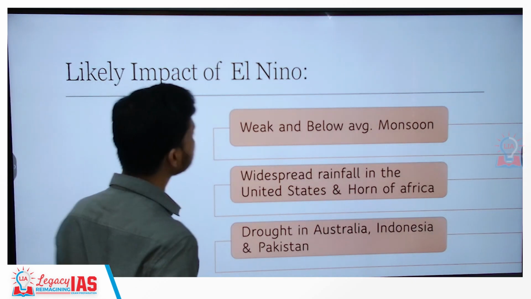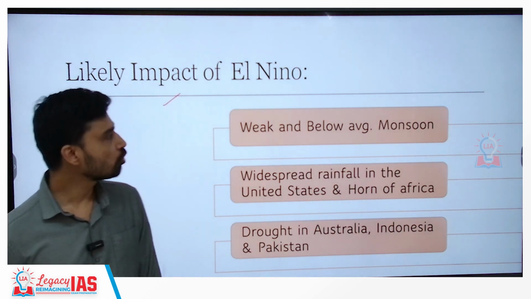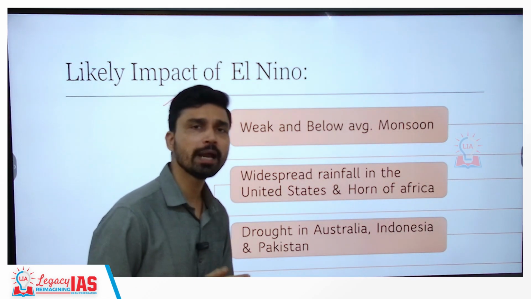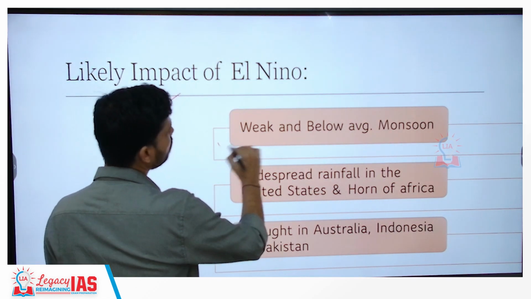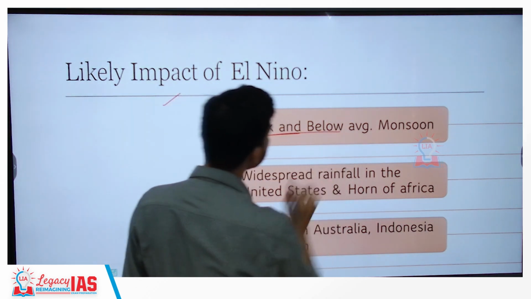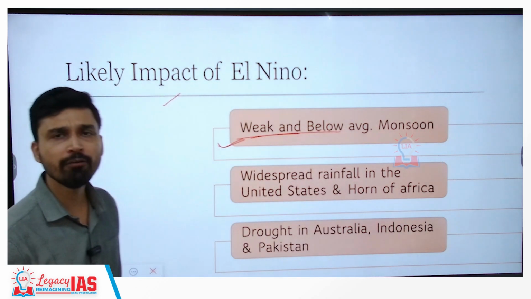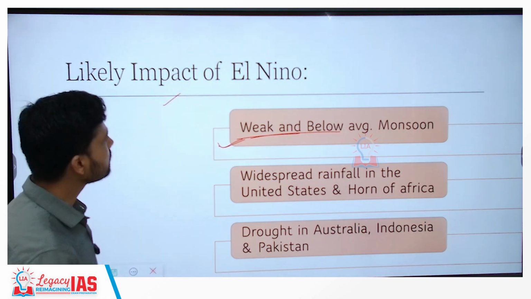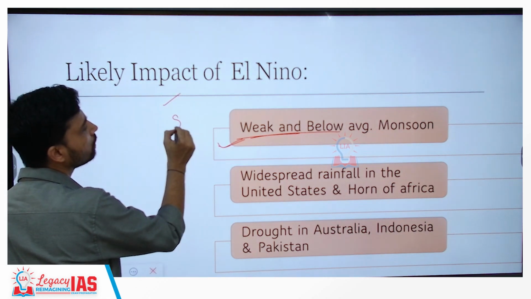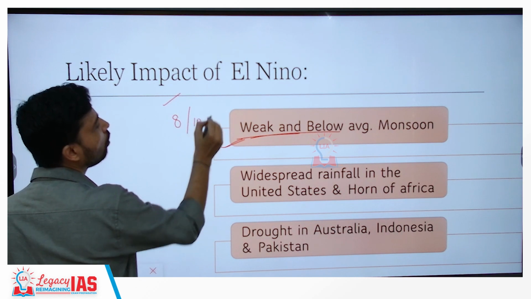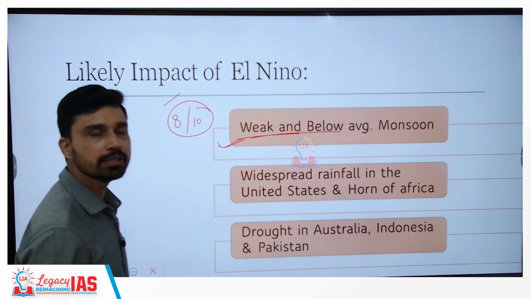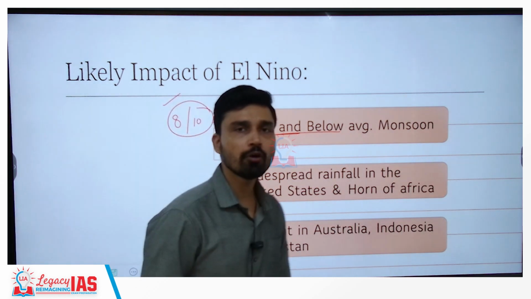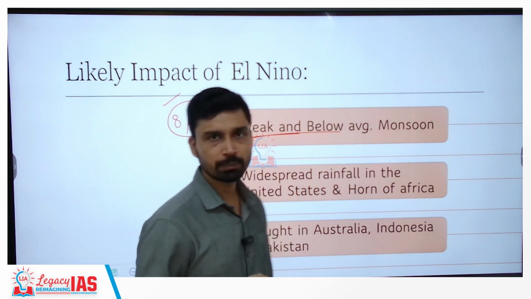Now, what can we understand to be the likely impact of El Niño? First of all, if you look at the monsoon of India, it is largely becoming weak and you have a below average amount of rainfall during El Niño years. This does not happen all the time, but generally 8 out of 10 times El Niño coincides with low rainfall in India or a drought-like situation that prevails in India.